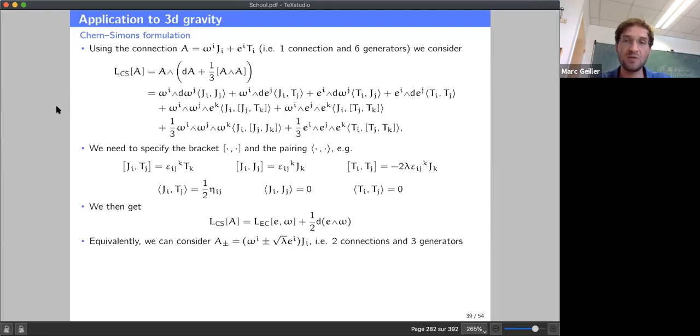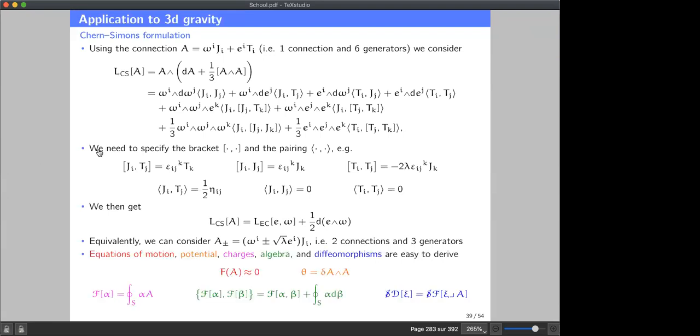And I just want to mention this because sometimes in the literature, you see the statement that gravity in 3 dimensions is equivalent to 2 copies of Chern-Simons theory. And this is a bit, said like this, it's slightly misleading because it actually depends on how you construct your Chern-Simons connection and how you choose to represent the gauge algebra.